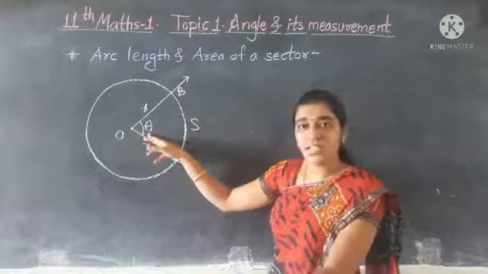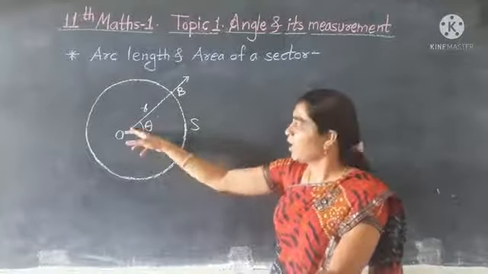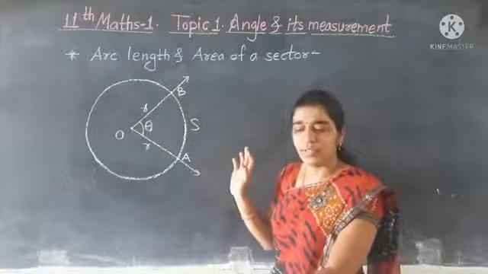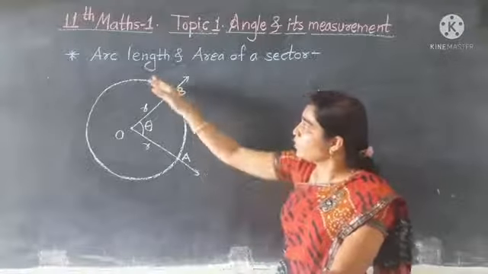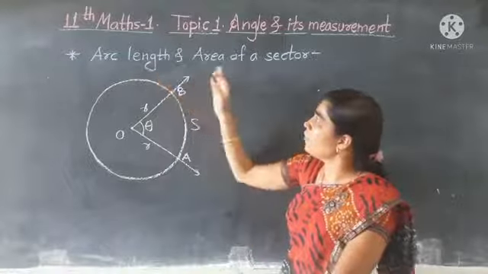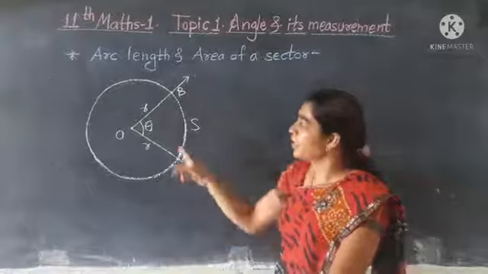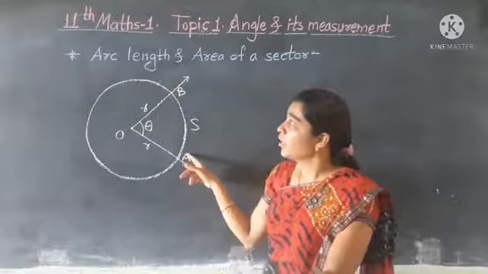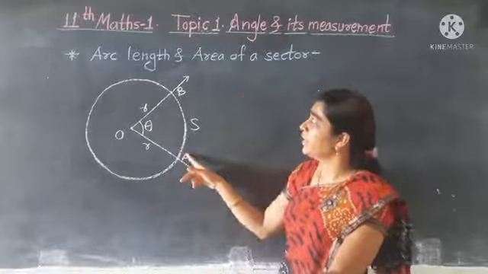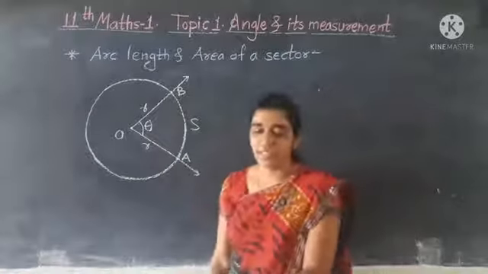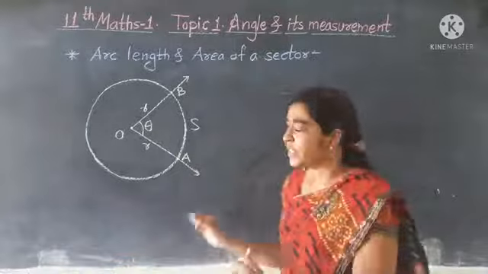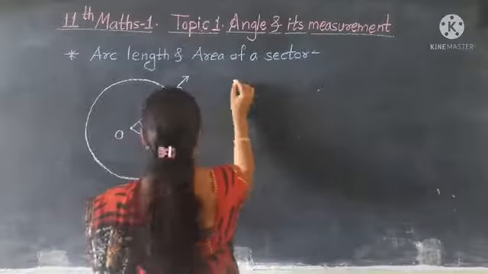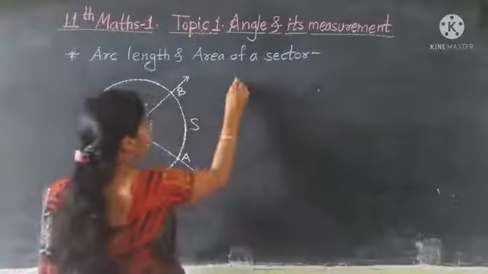Here theta is the central angle. R is the radius of the circle. Then what is the length of arc and area of the sector? This one is the arc. We have to find arc length and area of the sector. We denote area of sector by letter A.